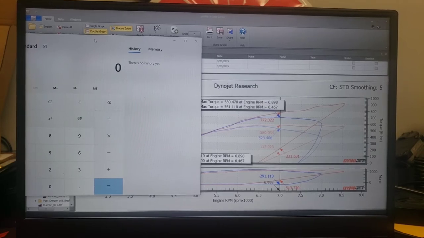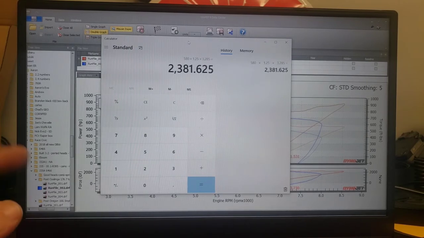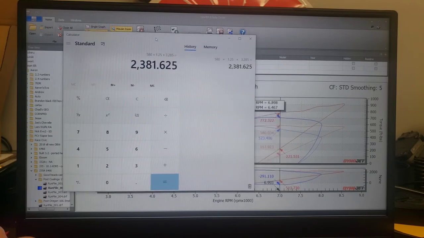So I can grab it. 580. I know that I was in fourth gear, 1.25 times 3.285. We have 2381. What's going on? Well, in this particular case, I wasn't on a 26-inch tire. I was dynoing it on a 24.5-inch tire. So the D term was less of a modifier as the red line where I was running a 26. So remember that number, 2381.